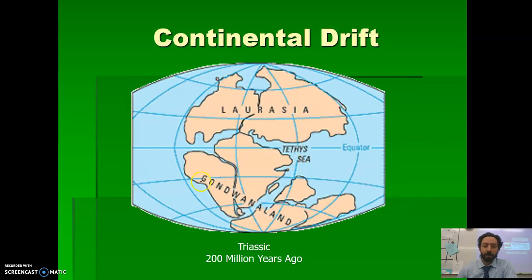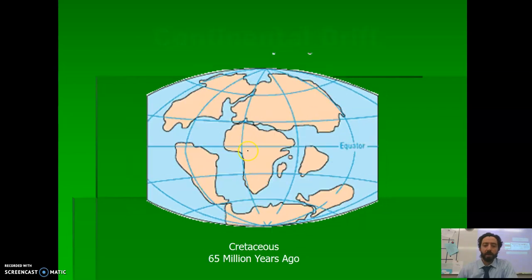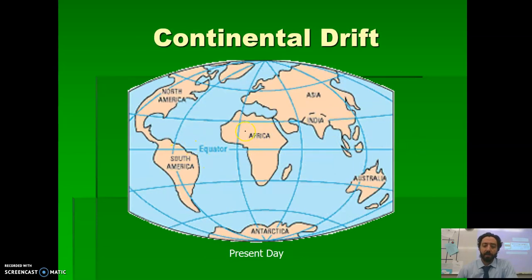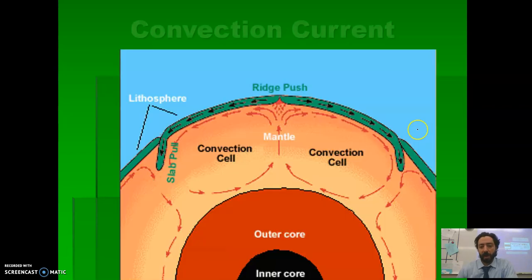And there are fossil records that show similarities between the two different continents. And as we get closer and closer to modern day, these continents have spread out, those fossil records still exist, and so it allows us to piece these plates together. Now, how do they actually move?